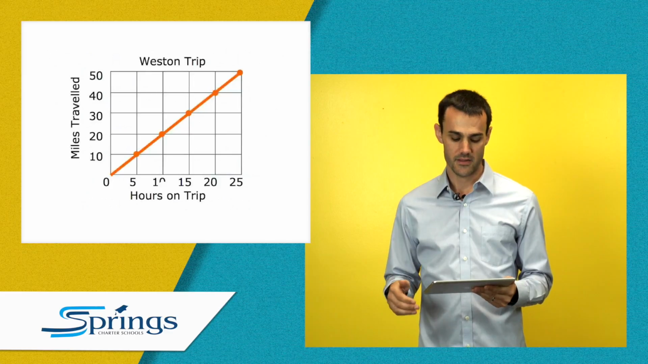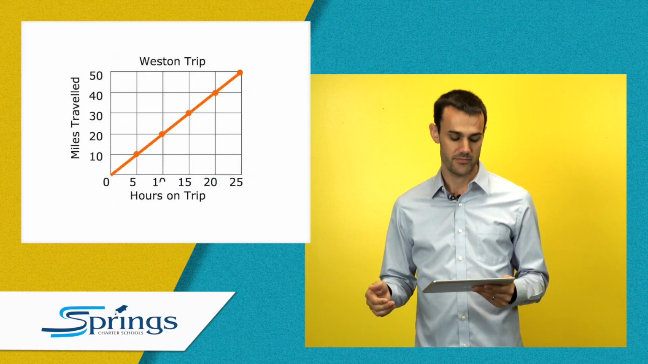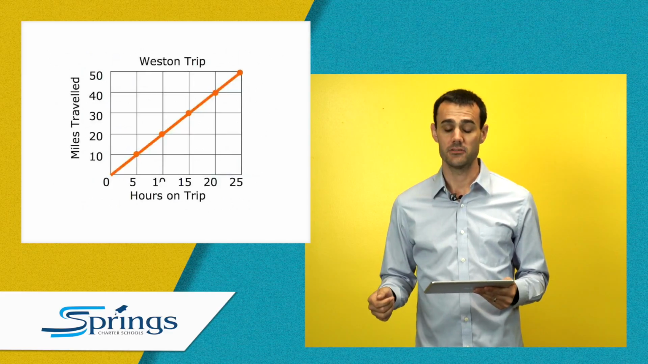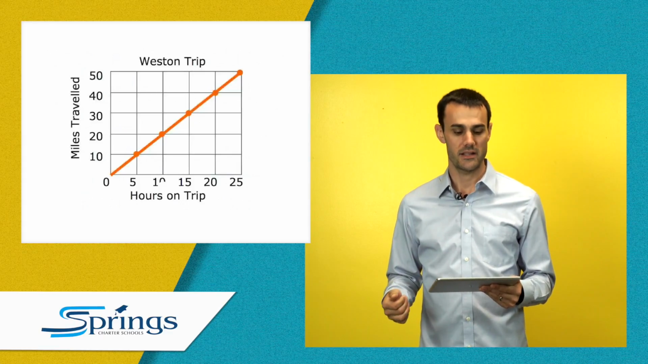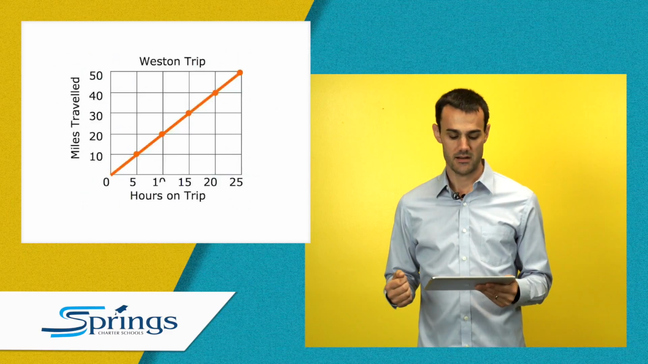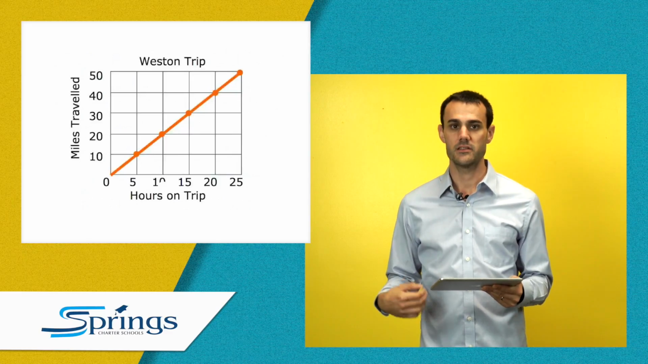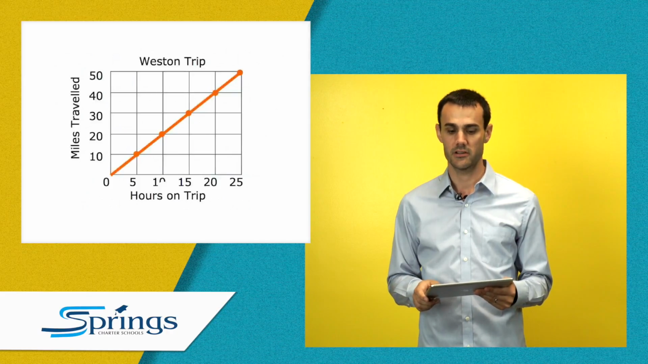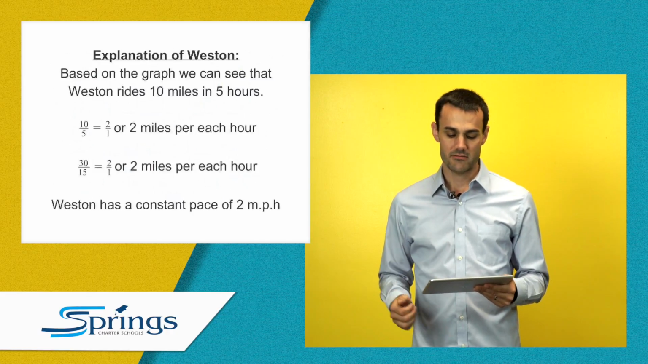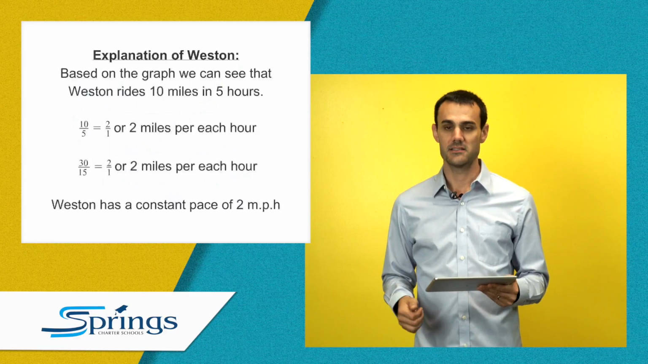On our graph here, on the x-axis, we have hours of our trip, and on the y-axis, miles traveled. So we can see here, if we read the graph, that 5 hours of riding time gives us 10 miles, 10 hours on our trip gives us 20 miles, and so on. Let's take that data off of the graph and take a little bit of a deeper look. Based on the graph, we can see that Weston rides 10 miles in 5 hours.